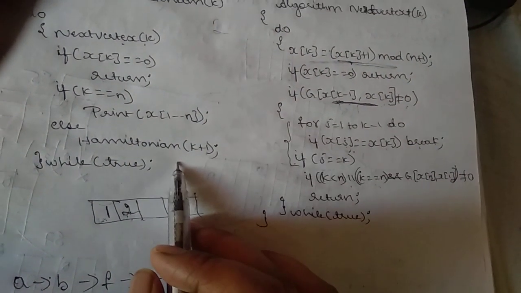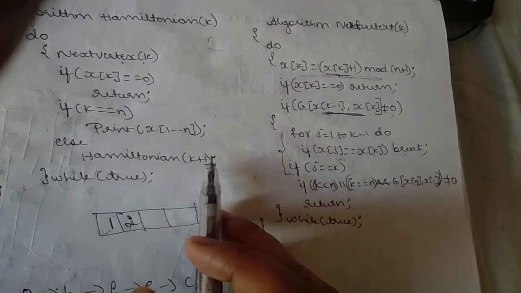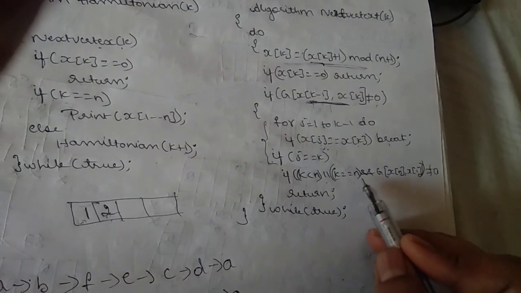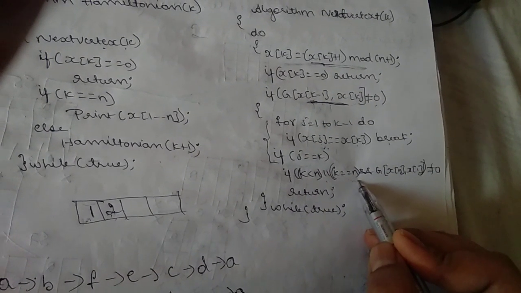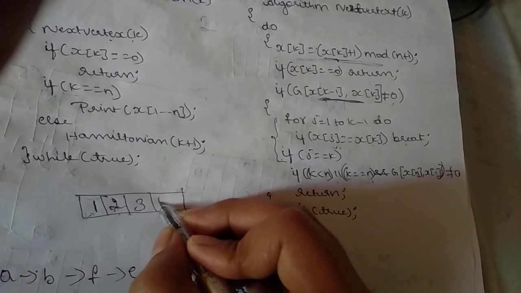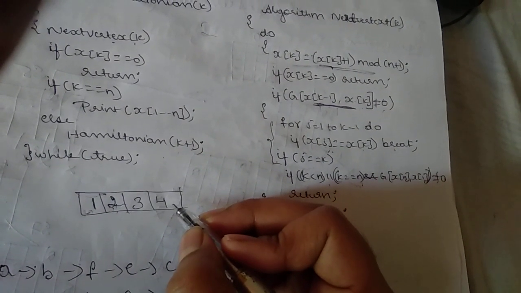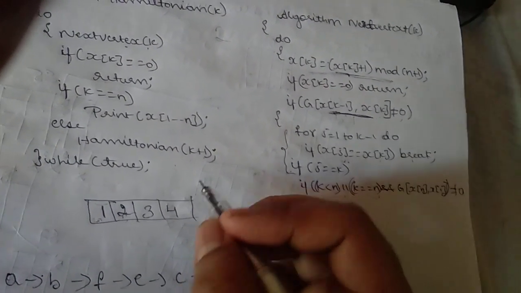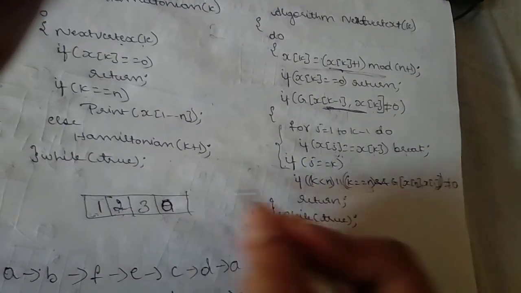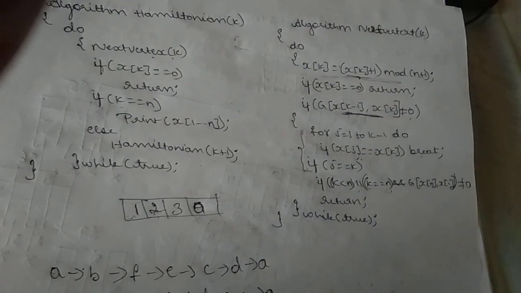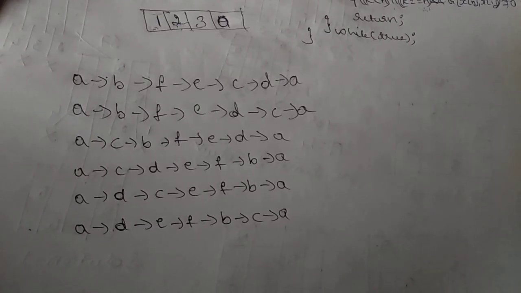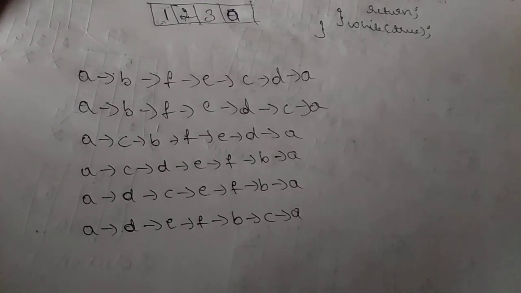If this becomes false, then again it will come to Hamiltonian k plus 1, that is k is equal to 3 it will become. This one we'll use in order to form a cycle. See, for example, if I have just reached 4 here, then if you want to check another possibility, at last you have to make this as 0. For this purpose, we'll use this code. Fine, this is how you will check the Hamiltonian cycle. Fine, thank you.